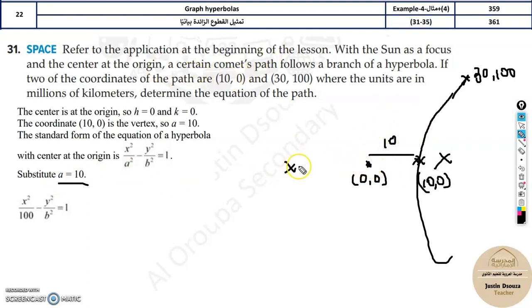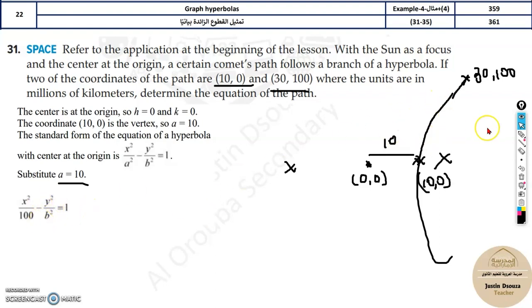So they have told the sun is at the focus and the center is origin, that is (0, 0), and the comet is moving in a path of a hyperbola. It's a branch of the hyperbola, and the coordinates are these two. So it's (10, 0) and (30, 100). Then all we need to do is simplify and solve.